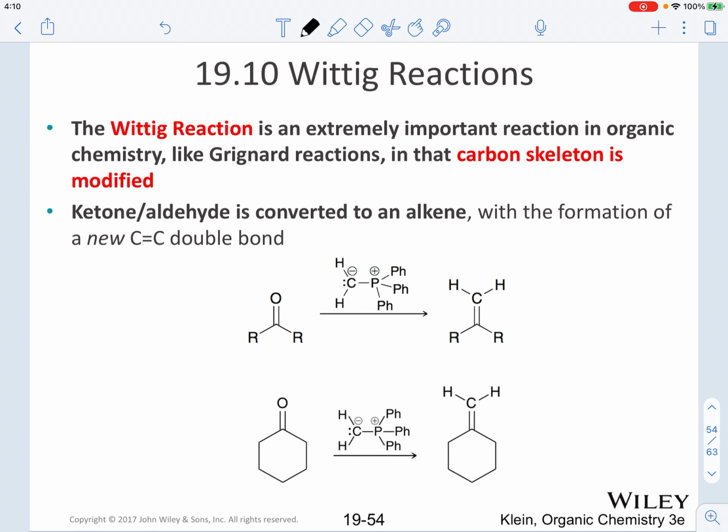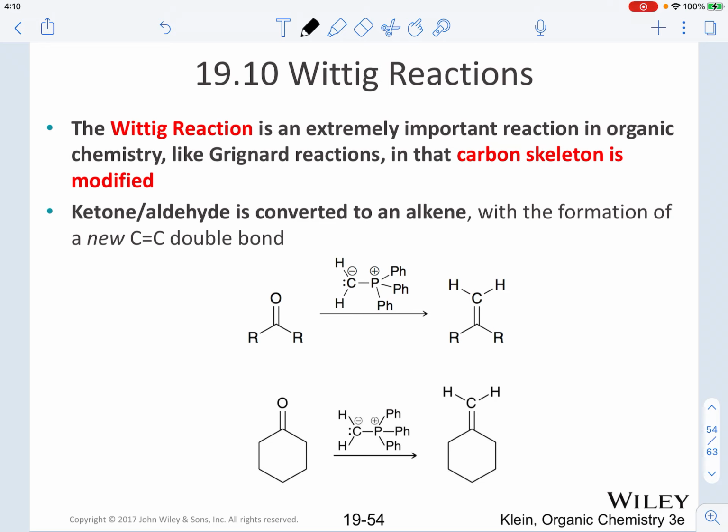Next, we are going to be observing and studying the Wittig reaction. When it comes to the Wittig reaction, understand that this is an extremely important reaction in organic chemistry, just like the Grignard, because the carbon skeleton is going to be modified.